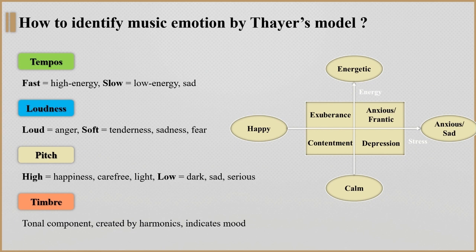Timbre. Timbre is what makes different instruments and voices unique. It's like how you can tell the difference between a guitar and a piano. Timbre adds character and emotion to music.